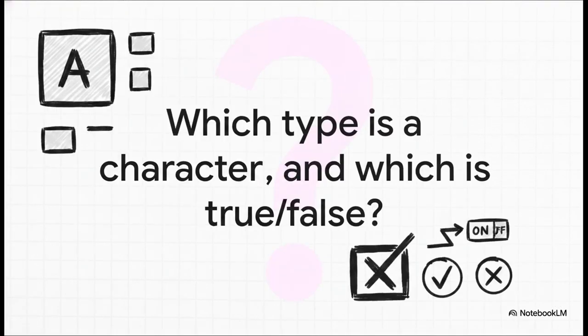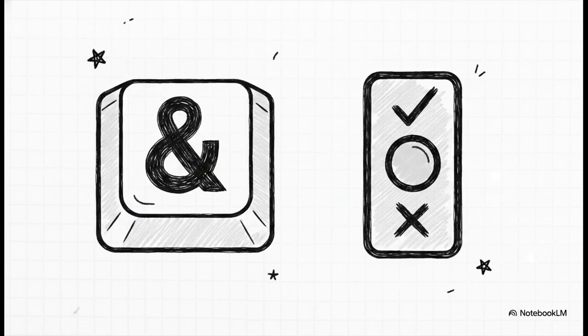Boom, next question. Let's test those primitive types. Which data type is used for a single character, and which one specifically stores true or false values? The answer? You use char for a single character and boolean for true or false. Those should be totally free points on your multiple choice sheet.